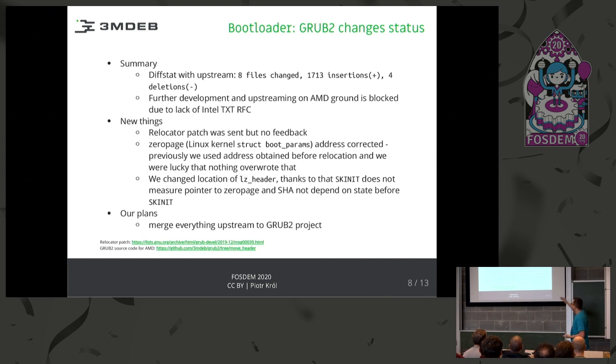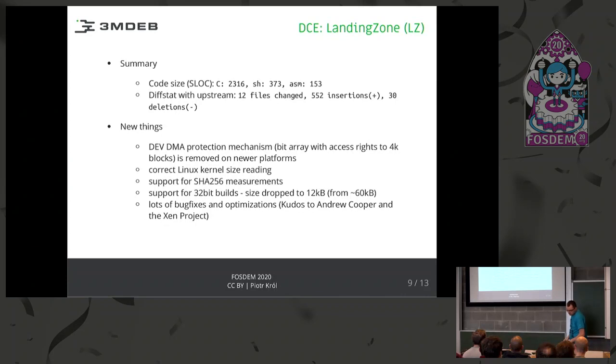I will not dive into details because it's more about implementation, but our goal is to merge everything into the upstream project. Landing zone, it's like 2,000 lines of code. Right now it lives in the TrenchBoot repository. So this is definitely related only to AMD. ACM is the equivalent of SKINIT on the Intel side. So this is very small, like for 32 bits, it's like 12 kilobytes.